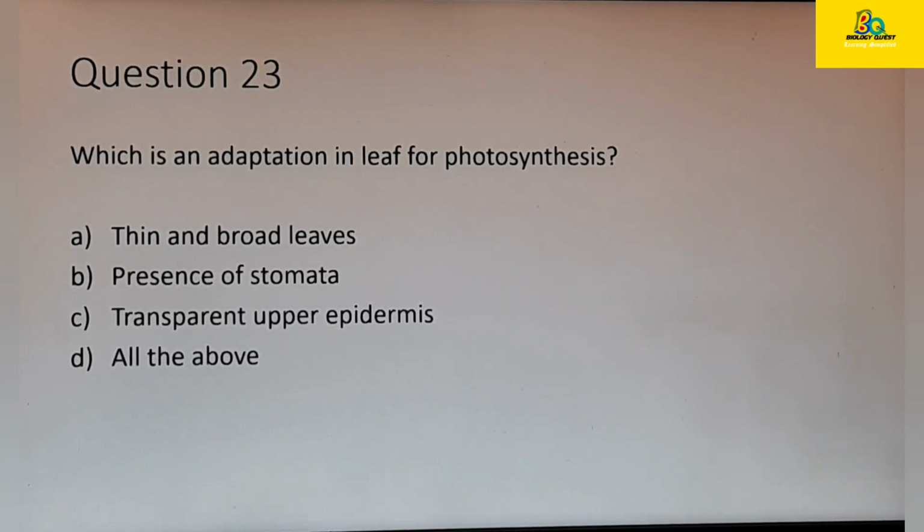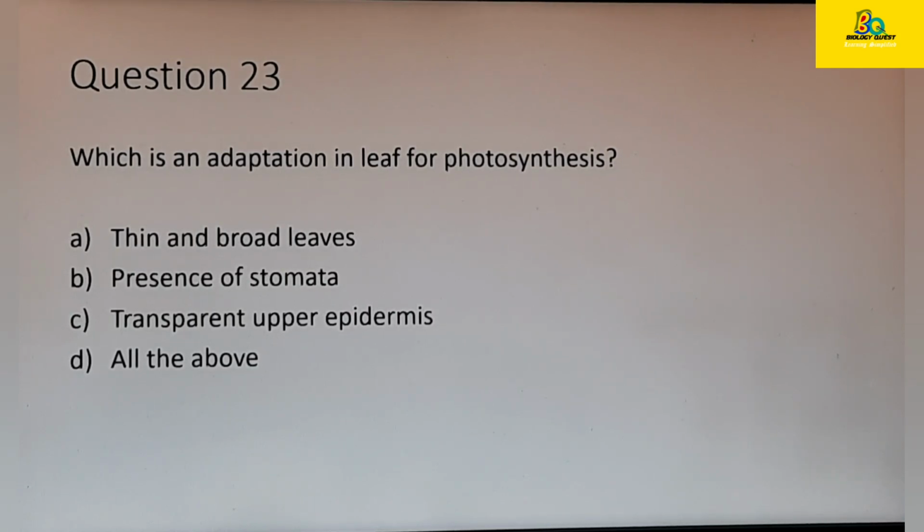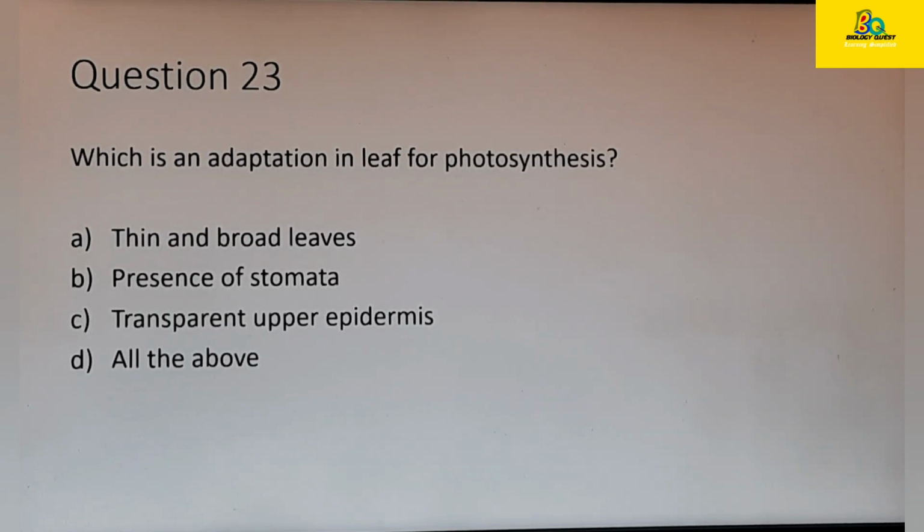And the thin and broad leaves, what is the peculiarity of broad leaves? Broad leaves allow maximum light to be absorbed. It provides maximum surface area for the absorption of light energy. And what about thin leaves? The thin leaves reduce the distance between the cells, so that easy or fast transport of substances is possible. So, all these options are adaptations in the leaves for photosynthesis. Thin and broad leaves, presence of stomata, transparent upper epidermis. So, the correct answer is option D, all the above.